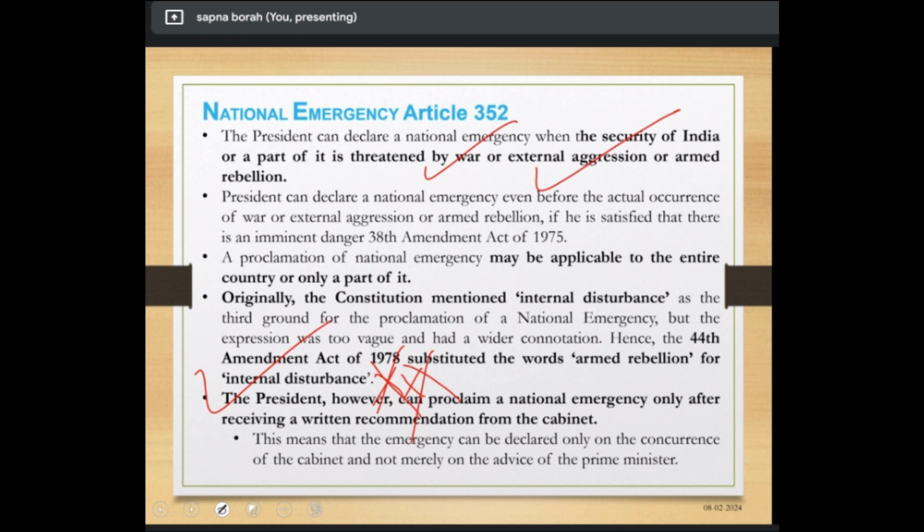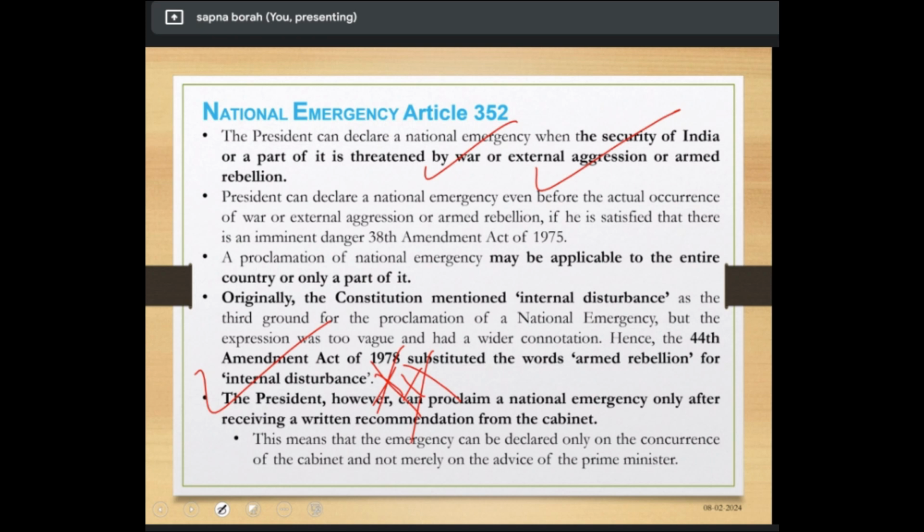whichever topic or point you take, if it is a little wide or vague, less specific, then call it war; call it external aggression, that is specific, foreign; call it armed rebellion, it is specific now, the rebellion has to be armed. Internal disturbance can be anything, right?